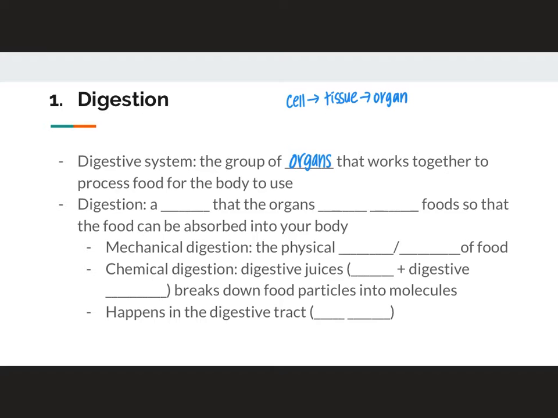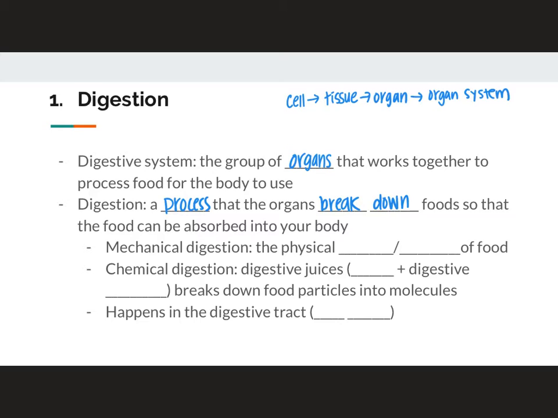Organ system or digestive system, when you have different systems like this in the body, it means you're going to have multiple different organs put together to create a system so that they're working together to have certain processes going on. So digestion is actually a process where the organs break down foods so they can make the food into smaller pieces, and also the food can be absorbed into your body through that process.